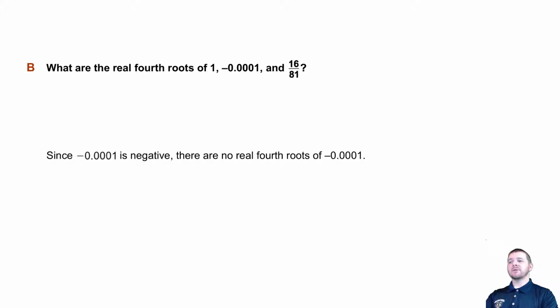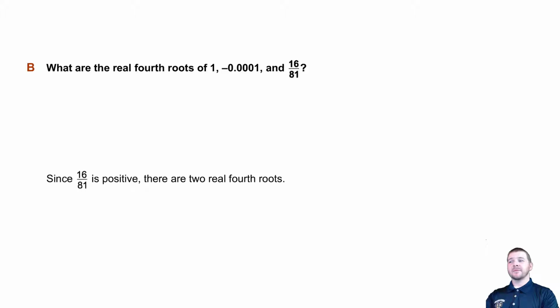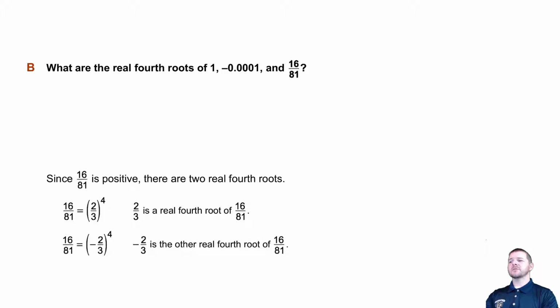Since negative 0.0001, or negative 1/10,000th, is negative, there are no real fourth roots of negative 0.0001. Since 16/81 is positive, there are two real fourth roots. 16/81 can be rewritten as 2/3 to the fourth power. 2 to the fourth is 16, and 3 to the fourth is 81. So we can state that 2/3 is a real fourth root of 16/81. But so is negative 2/3. Note that negative 2/3 to the fourth power is also 16/81. So negative 2/3 is the other real fourth root of 16/81.